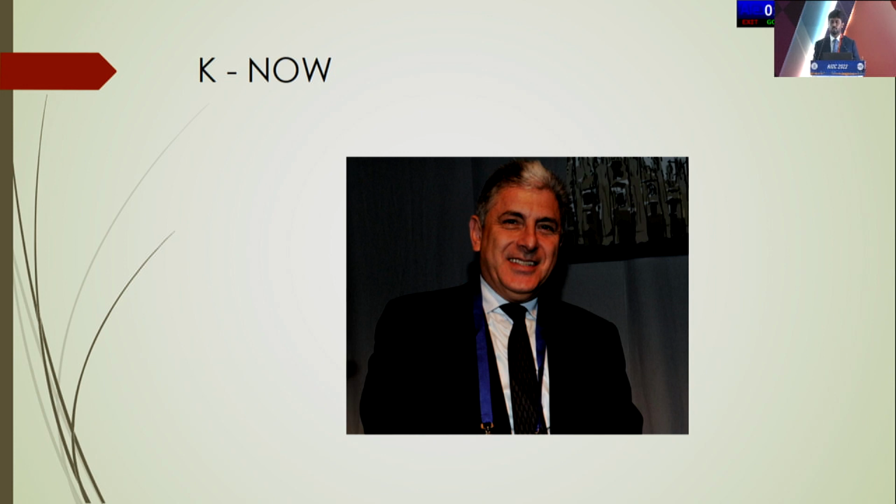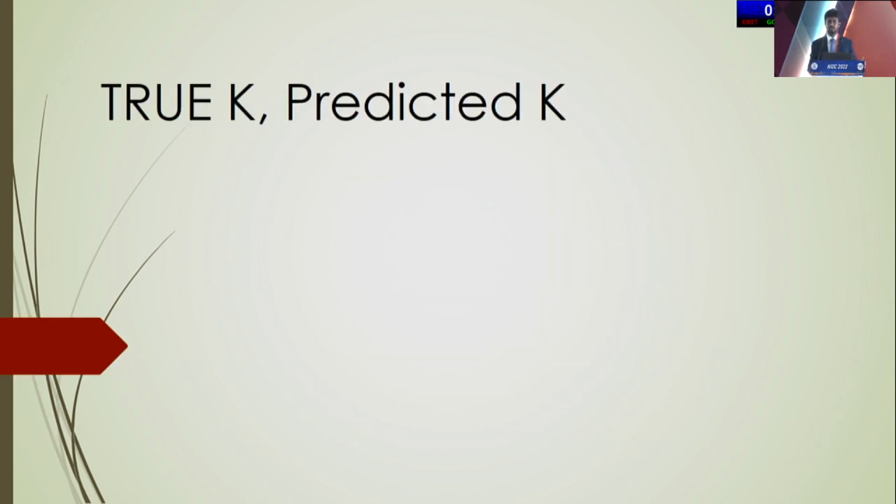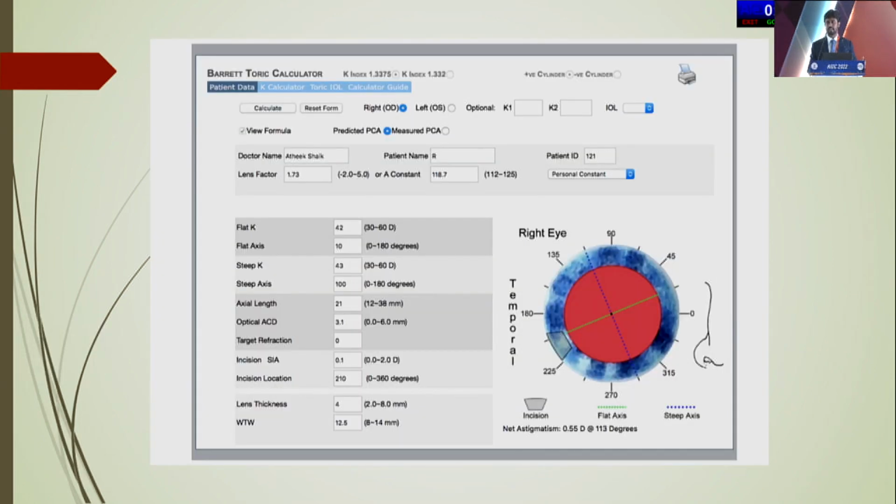However, now with regards to K, all interest goes to Dr. Graham Barrett. He spoke on the concept of true K and an unbelievable calculation of the predicted posterior corneal astigmatism. He gives this for free to all of us. This is available with the ACRS and the APACRS website. You can go click on this K calculator.